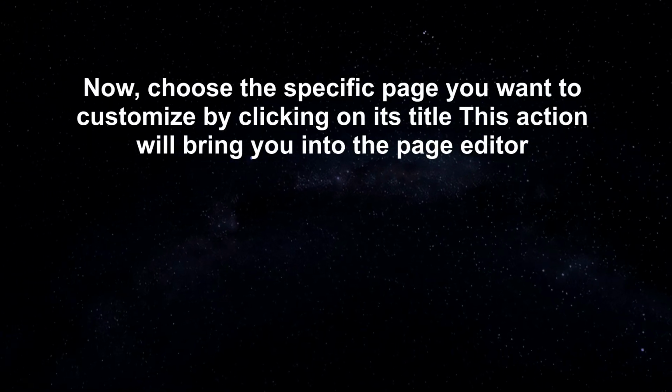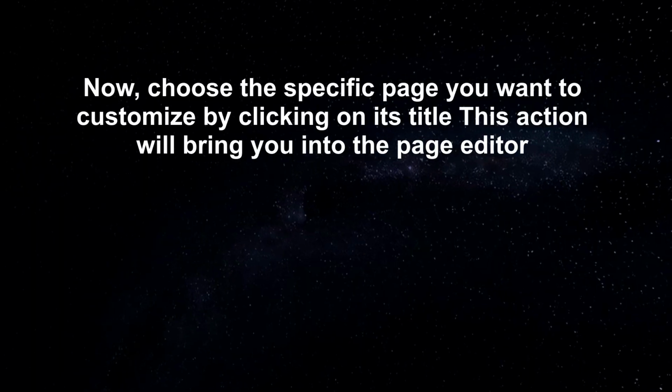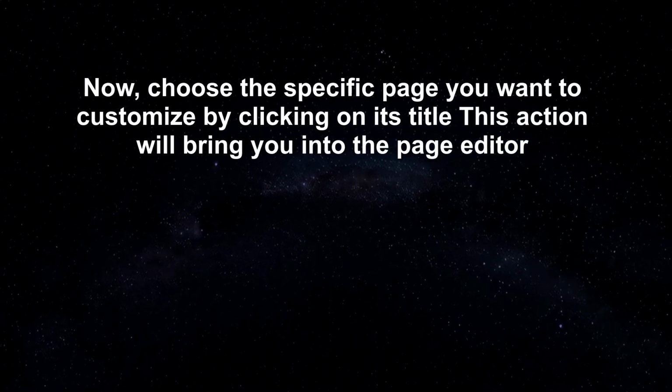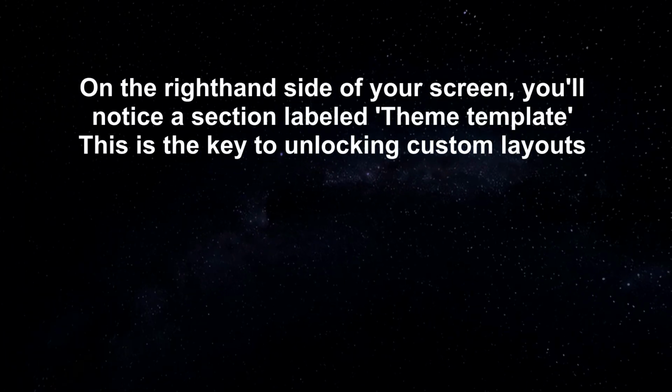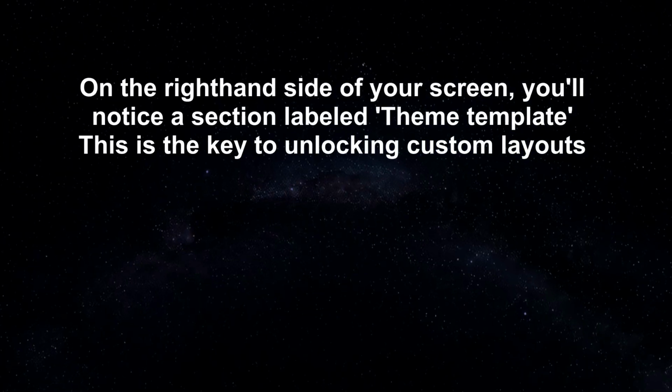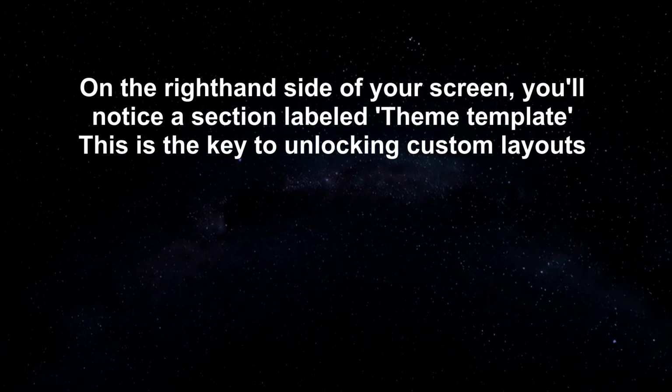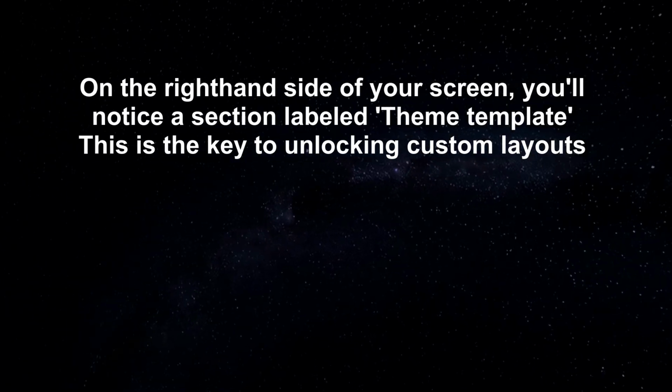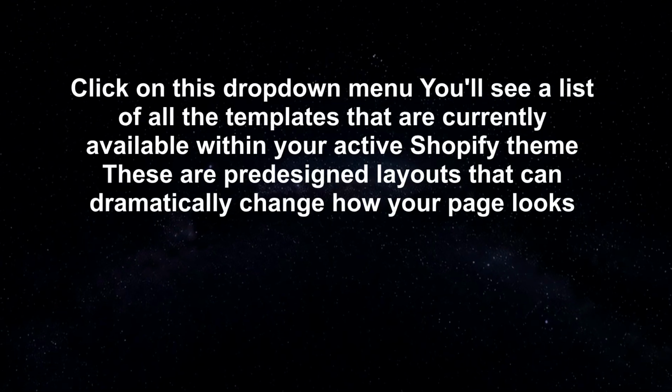Now, choose the specific page you want to customize by clicking on its title. This action will bring you into the page editor. On the right-hand side of your screen, you'll notice a section labeled Theme Template. This is the key to unlocking custom layouts. Click on this drop-down menu.